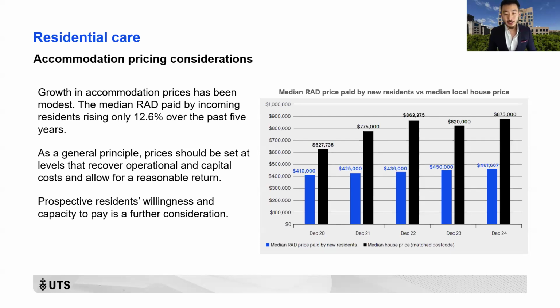We contrast that against the growth in median house prices. So we all know that house prices in Australia, and especially the major cities, have grown substantially. In this case, over the past 5 years, the average growth in the house price has been about 40%. So we see this unbalanced growth in RADs as opposed to house prices, which are fundamentally based on the same investment in land. So as a general principle, prices should be set at a level which covers the operational and capital costs, while also allowing for a reasonable return.